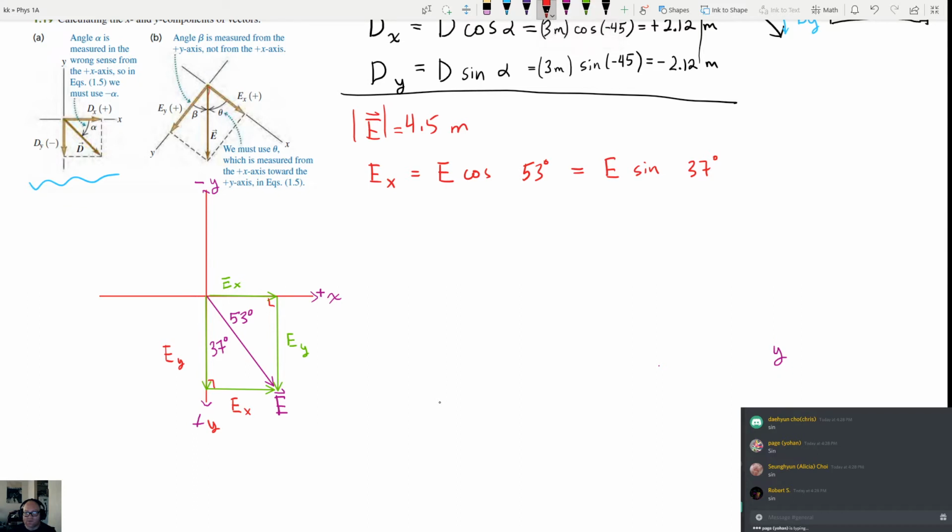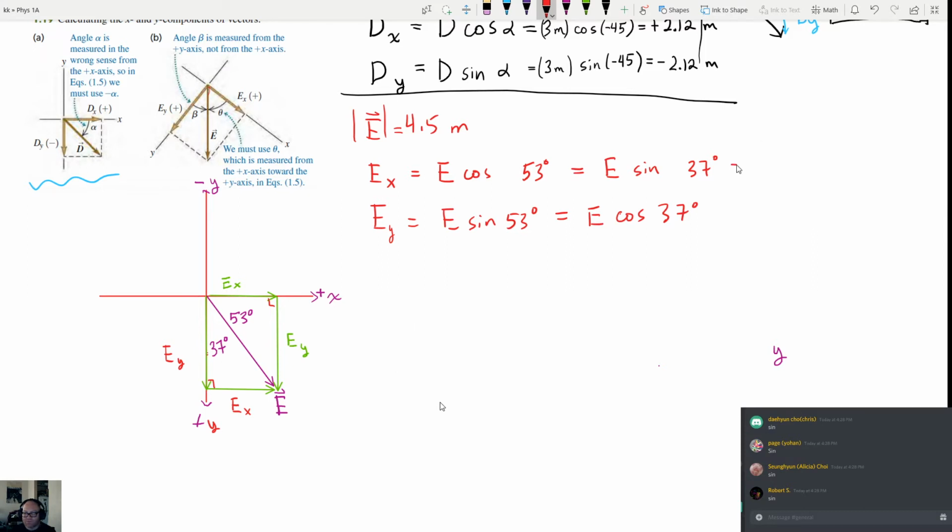Yeah, let's keep going. So then for E sub Y, we just reverse them, right? If this was E cosine, then EY, which is opposite the 53, right? Opposite is sine. And then over here we would have E times the cosine of 37. Because in the other triangle, EY is adjacent, right? It's adjacent to the 37 degree angle.